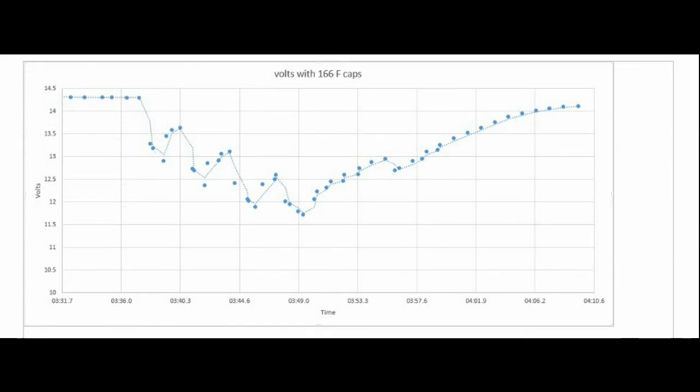With the capacitors connected, the first time I ran the plow, I went from my 14.4 that it was charging at down to around 13. The second time I went down to about 12.5. The third time around 12. And the fourth time around 11.6. And we can then see the voltage slowly come back and recover as it charges up the bank of capacitors.